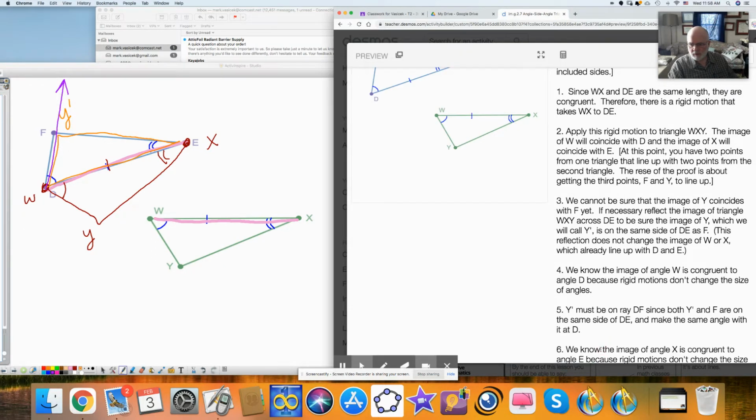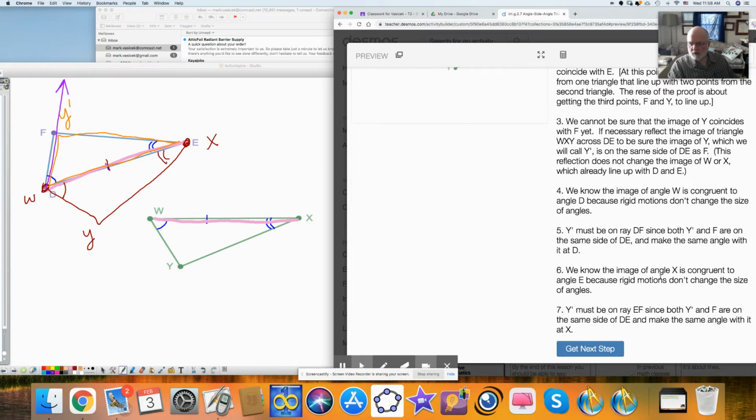Next step. We know that the image of angle X is congruent to angle E. This blue one is congruent to this blue one. When I move this over, I've still got 2 ticks. These are the same. And then step 7 is Y prime must be on ray EF.